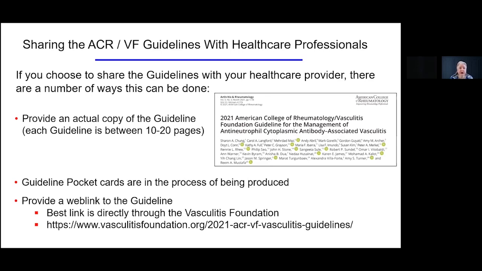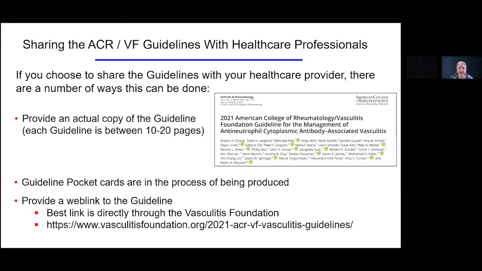So you do have the option of providing an actual copy of the guideline. And again, each guideline, keep in mind, is between 10 and 20 pages long based upon the published information. As was alluded to earlier, there are going to be some shorter options, as there are some pocket cards that are in development. And also electronically, there are means of having just electronic access to the guideline through a website.